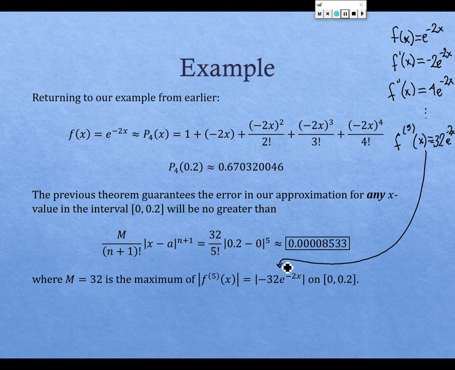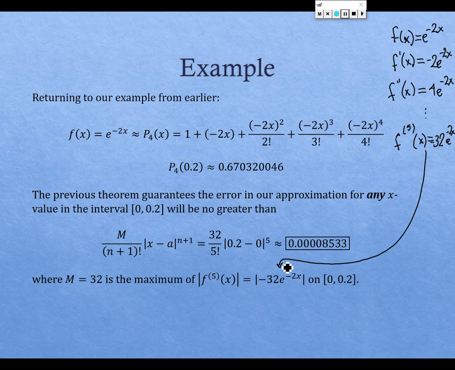So, can you justify why the maximum of this function, the absolute value of negative 32 e to the negative 2x, on this interval is 32? For this, we may actually need to either graph it, or use the extrema analysis that we've used from previous semesters, or just visualize it. This is not too hard to visualize. What does the graph of negative 32 e to the negative 2x look like? Let's start piecemeal. What does the graph of e to the negative 2x look like? This is exponential decay, isn't it?